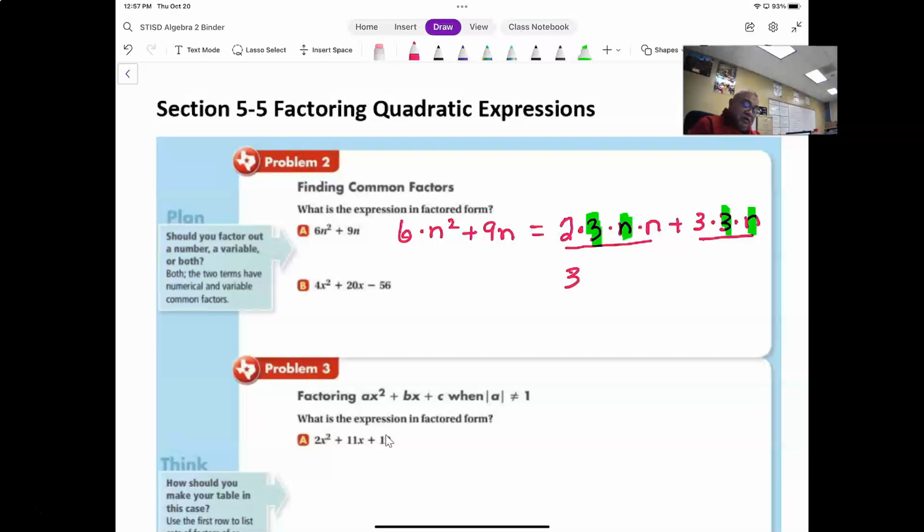So you have 3n times parentheses 2n plus 3. So I was able to factor the greatest common factor. The greatest common factor is what they both have in common. They have the 3n in common on both sides of the plus sign. So we factored out a 3n. Now if you wanted to check it, you would just multiply 3n times 2n, which gives you 6n squared. Then you multiply 3n times 3, which gives you 9n.